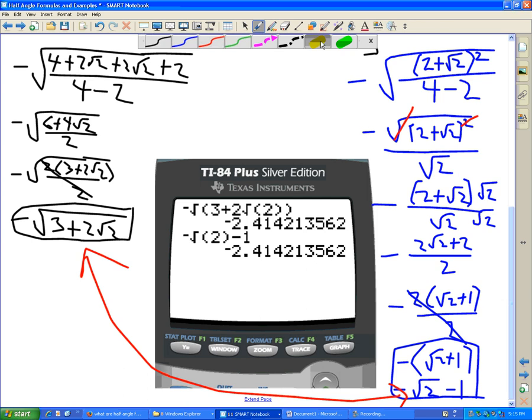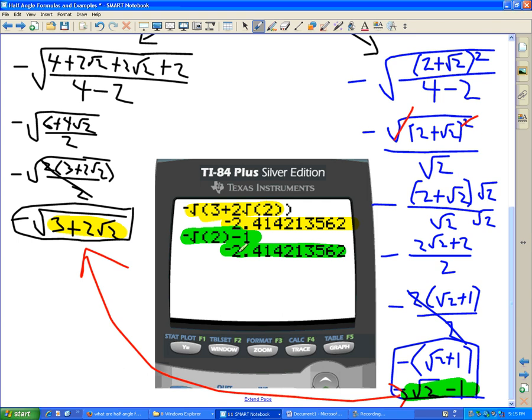Look, here's the answer here on the calculator. And look at the ratio we get. Here's the answer we got here on the calculator. Here is the answer we get. Exactly the same ratio. Either one is acceptable. Either one is a rationalized answer.